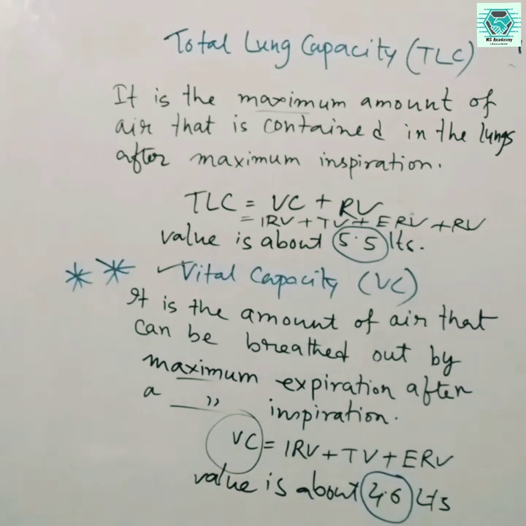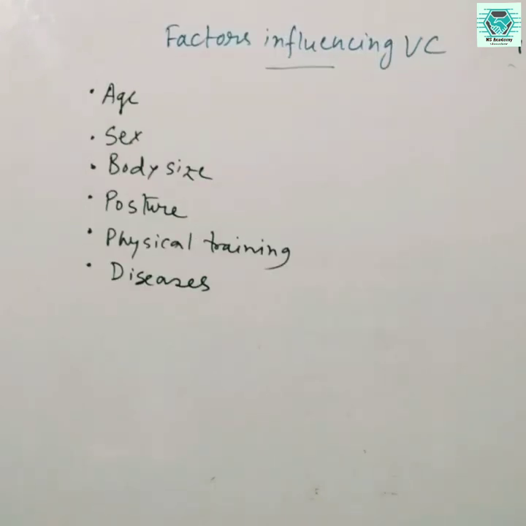So these are the lung capacities, and there are many factors which can influence the VC, that is vital capacity, because we know that the VC is the most important and useful index of lung function. So let us see next what the factors are which influence VC. These are the important factors. Age: it is reduced in old age. As the age progresses, the VC reduces. The sex: less in females than in males.